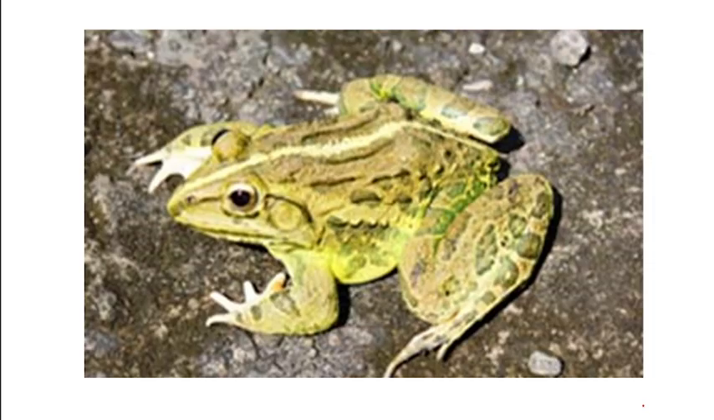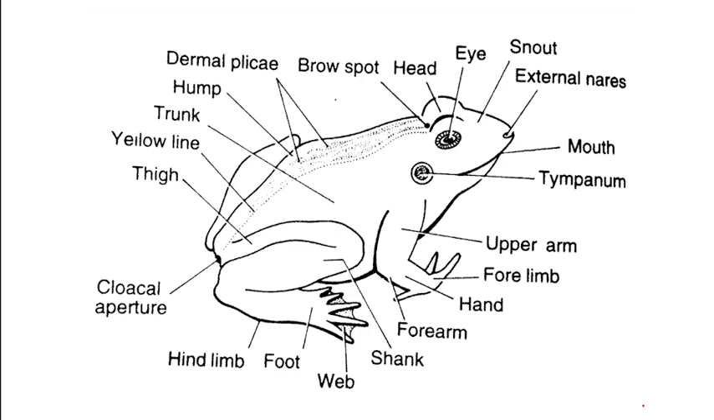Next is frog. This is how it looks. This is the diagram. You can see the mouth, external nares, tympanum. This is the upper limb, forelimb. This is the hand. This is the forearm. This region is called the shank. These are the webbed feet. Foot, hind limb, cloacal aperture, thigh.